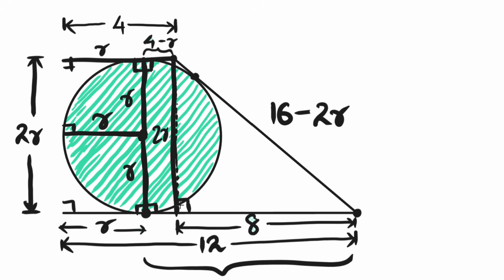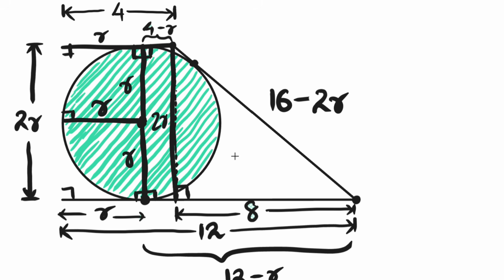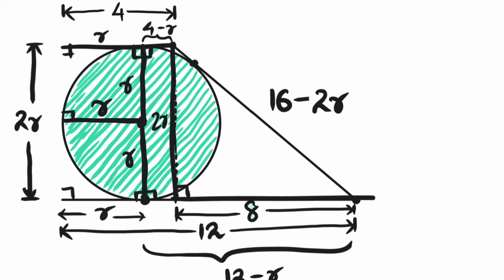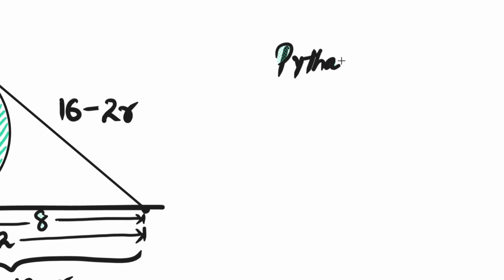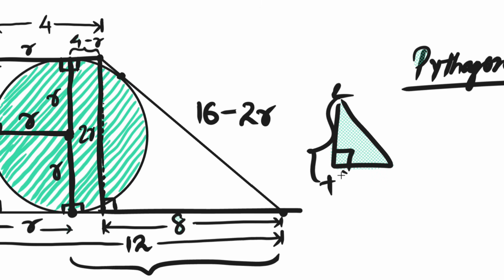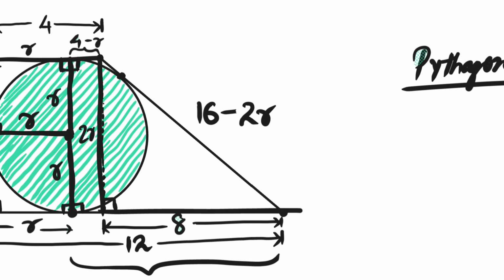Now, we have everything we need for our right triangle. One leg is 8, the other leg is 2r, and the hypotenuse is 16 minus 2r. This is the moment where the Pythagorean theorem becomes useful. Since we have a right triangle, the Pythagorean theorem tells us that the square of one leg plus the square of the other leg equals the square of the hypotenuse.